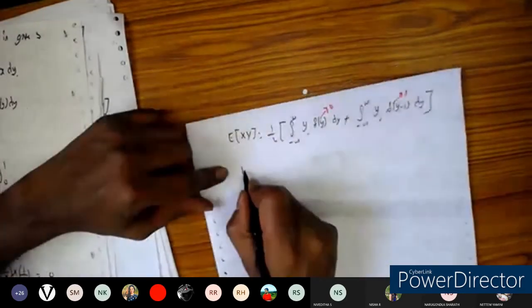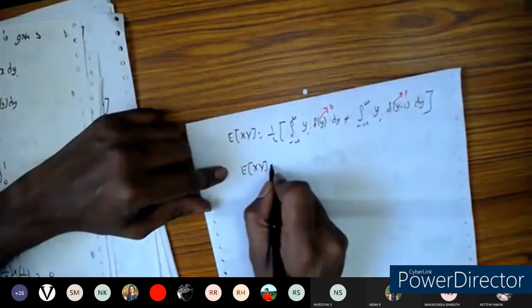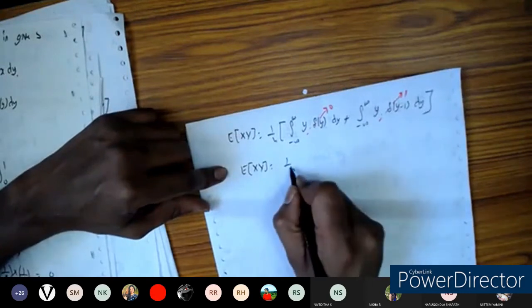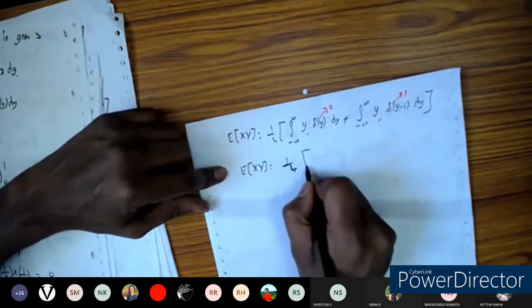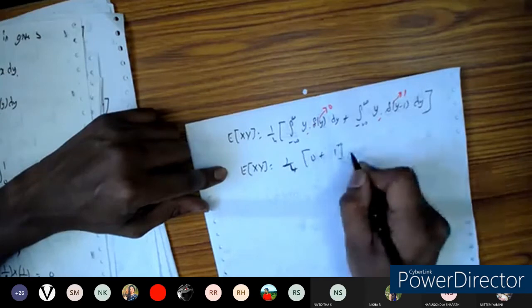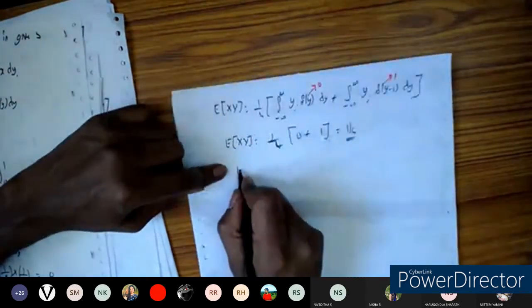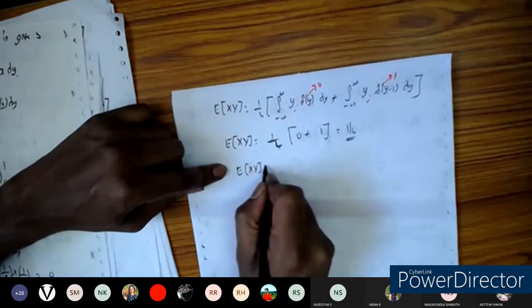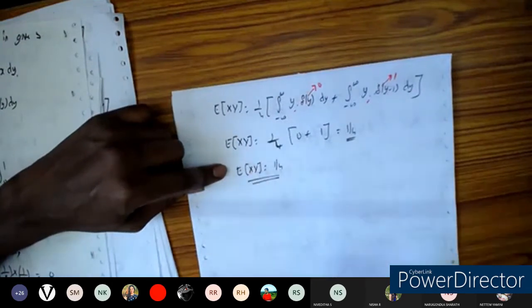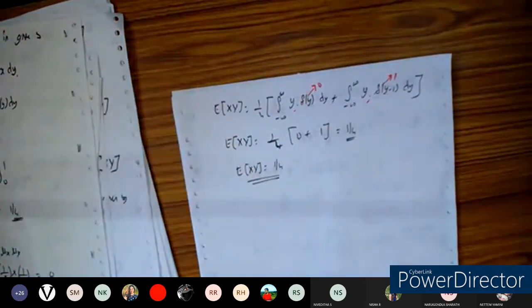So we can write the correlation, the expected value of x comma y. So this will become equal to 1 by 4 into 0 plus 1. So this will become equal to 1 by 4. So this is the correlation of the random variables x and y. So this is equal to 1 by 4.